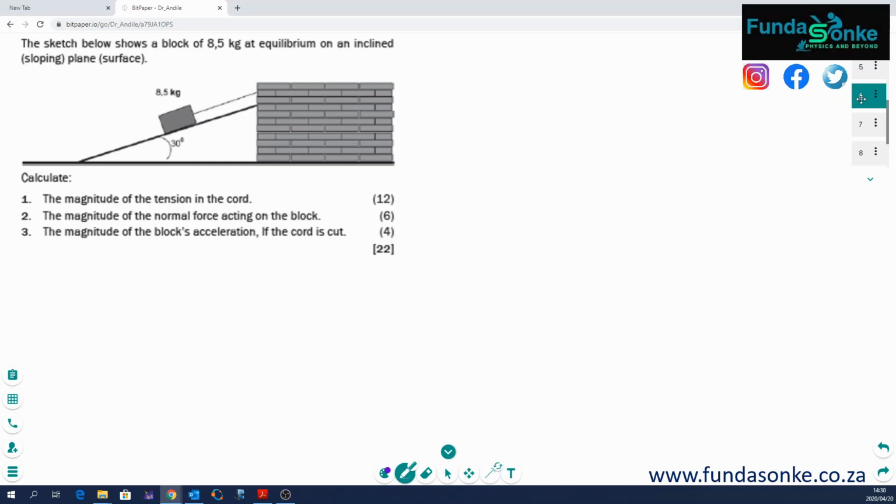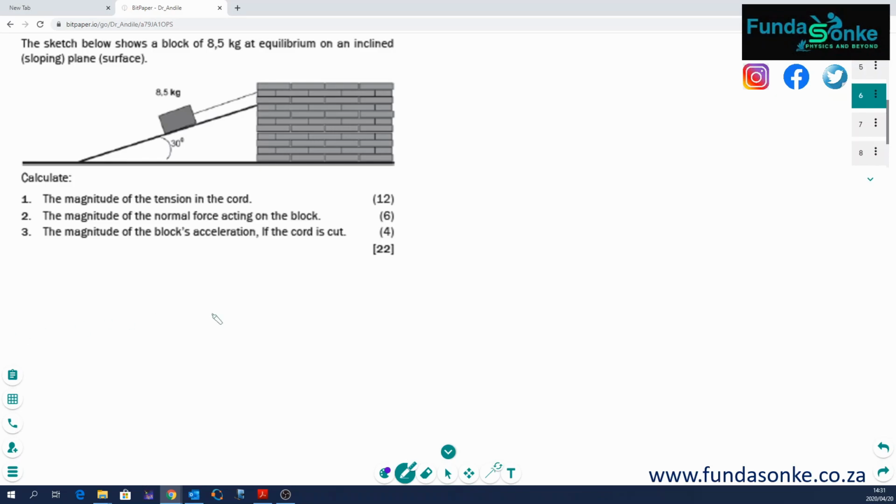The sketch below shows a box of mass 8.5 kgs at equilibrium on an inclined plane surface. Okay, calculate the magnitude of the tension in the cord. Then calculate the magnitude of the normal force acting on the box. And then part 3, the magnitude of the box acceleration if the cord is cut.